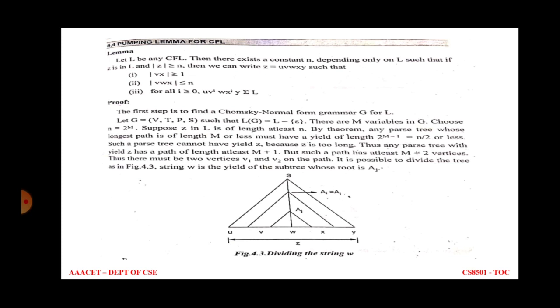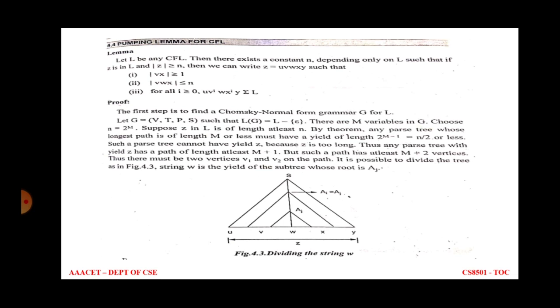So the next concept is pumping lemma for CFL. Already we are familiar with the concept of pumping lemma. It is mainly used for proving that the given language is not regular. So in this fourth unit they are giving the pumping lemma concept for CFL. So let us take capital L to be any CFL. CFL is nothing but context free language. Then there exists a constant value n depending only on the language.